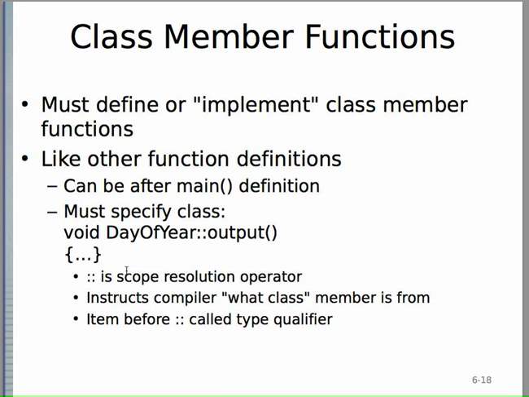So the scope resolution operator is used when you define a method. You say return type, the name of the class, scope resolution operator, name of the function, and then list of parameters. And then in open close curly braces, you give it the method or the function body.